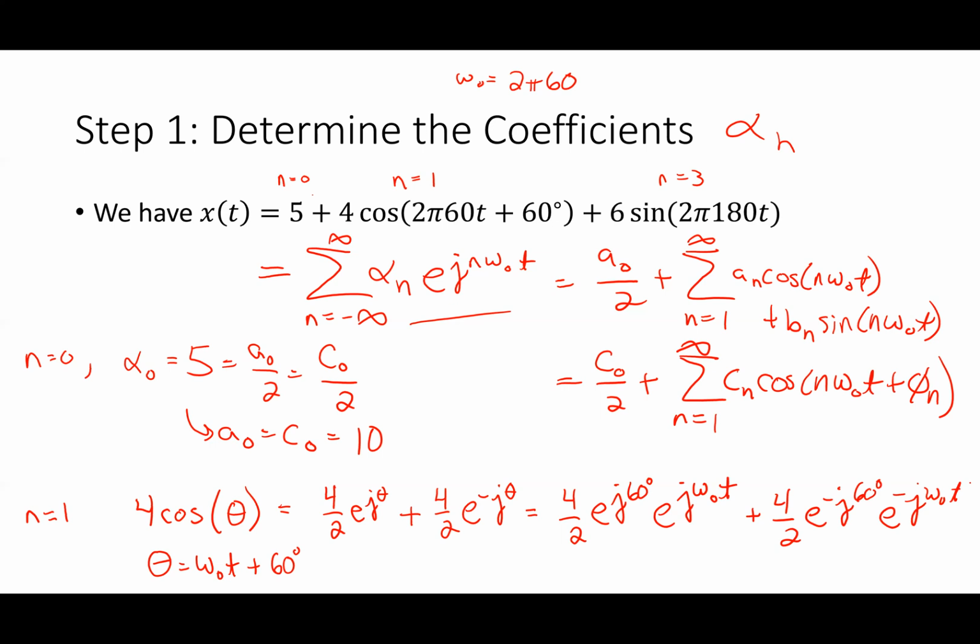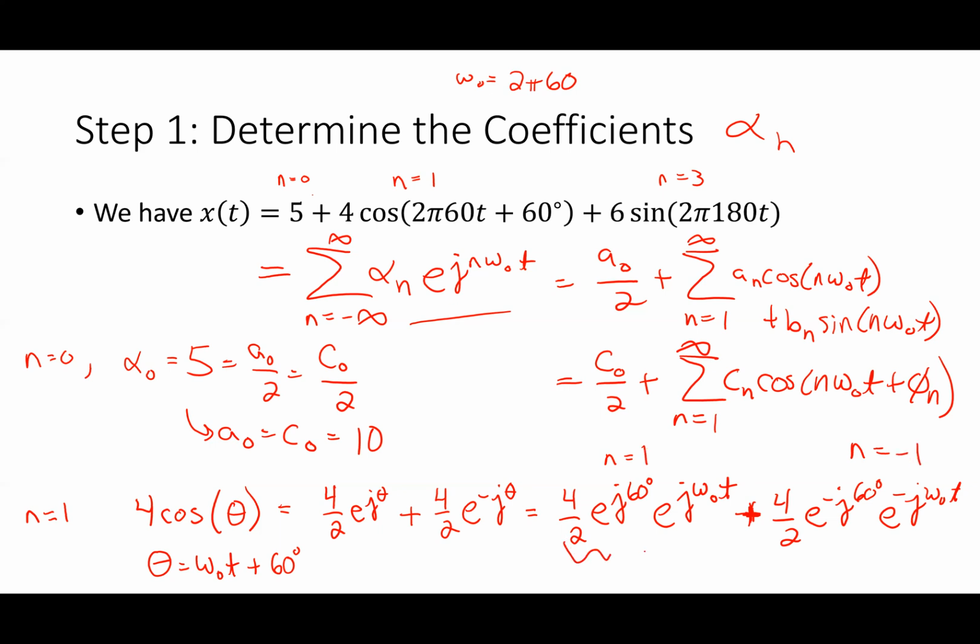At this point, I have alpha 1 and alpha minus 1. Somebody other than Jeff, what's alpha 1 and what's alpha minus 1? First of all, there are two terms here. Which term is the n equal 1 and which one is the n equal negative 1? This is n equal 1. This is n equal minus 1.